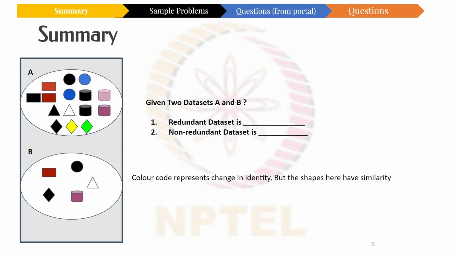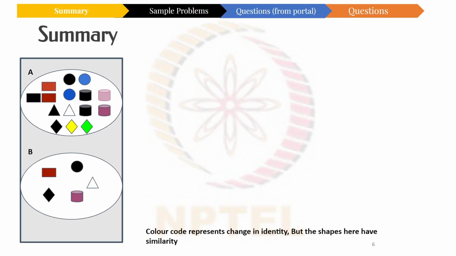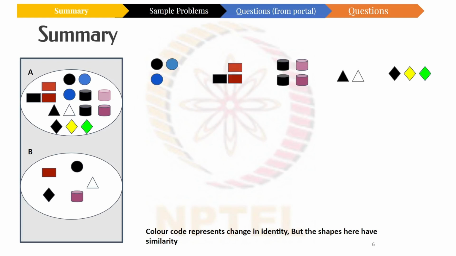Yeah. So moving forward, how is a redundant dataset converted into a non-redundant dataset? Given two datasets, we focus on dataset A. From dataset A, we group the similar elements together. So here I am grouping similar geometrical elements together. The first three circles represent one cluster or group. Next, three rectangles represent another cluster or group, followed by cylinders, triangles, and rhombus.